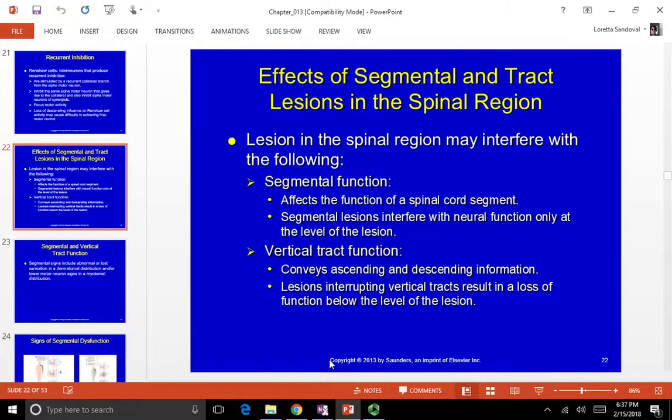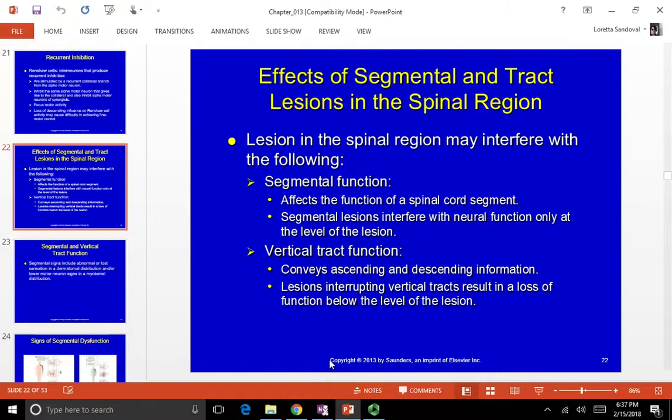Vertical tract function conveys ascending and descending information. So all of the information that we talked about with the somatosensory system and the autonomic nervous system is all affected with vertical tract lesions. So lesions interrupting vertical tracts result in a loss of function below the level of the lesion. So a typical spinal cord injury is a vertical tract lesion. Something like a nerve root impingement is more of a segmental lesion. So we'll differentiate between those two types of lesions.